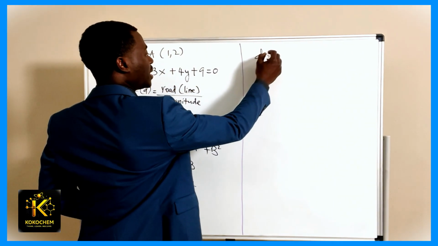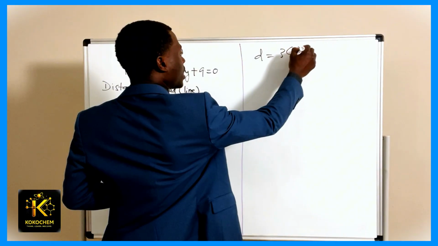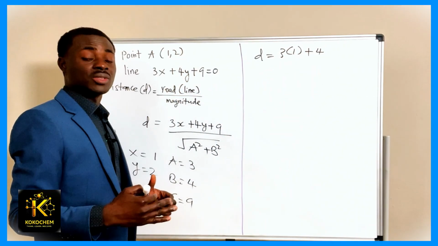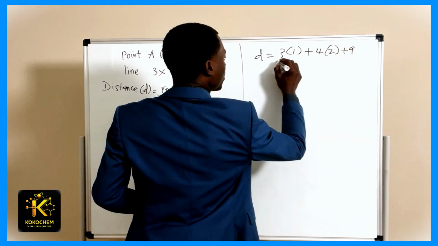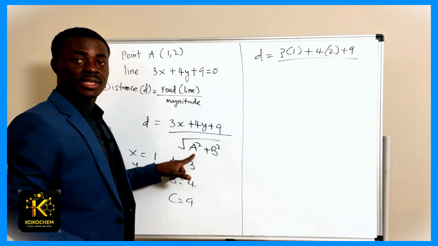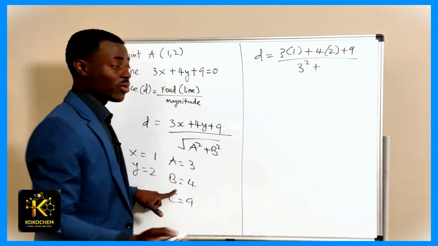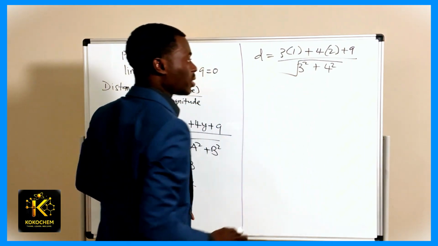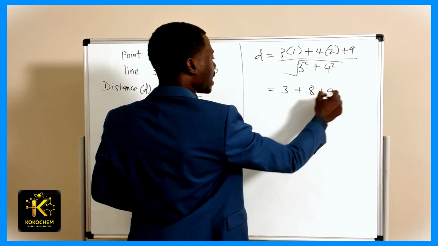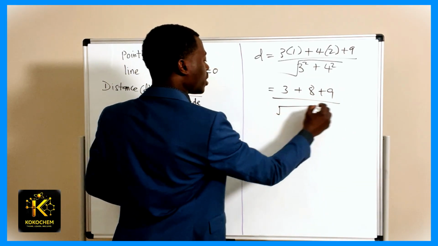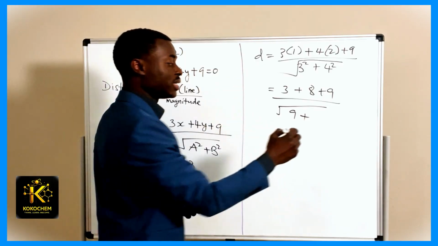So d is equal to, anywhere you see x, you put 1. So it's going to be 3 times 1 plus 4, and anytime you see y, you put 2, so 4 times 2, plus 9, all over. a is 3, so it will be 3 squared plus b is 4 squared, all square root. 3 times 1 will give you 3, plus 4 times 2 will give you 8, plus 9, divided by the square root of 3 squared, which is 9, plus 4 squared, which is 16.